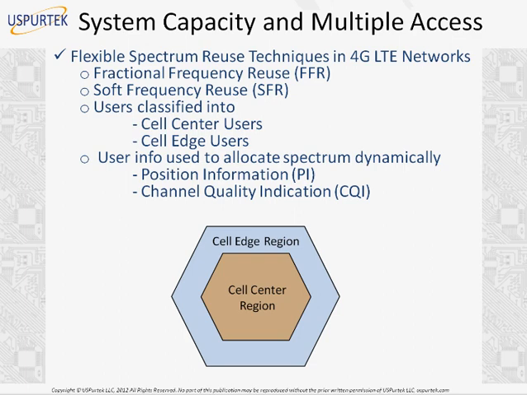So here we classify users into 2 categories. One is cell center users, the users which are closer to the base station, closer to the antenna, and the other is the cell edge users, which are lying at the edge, because in the conventional cell configuration, the user at the edge of the cell will have a weaker signal, and they will have poor quality of signal. And we use the user info like position information and a channel quality indication (CQI) to determine where the user is physically located and what type of signal he is receiving. Is he receiving a strong signal or a weak signal? And based on that, we divide them into cell center users or cell edge users.